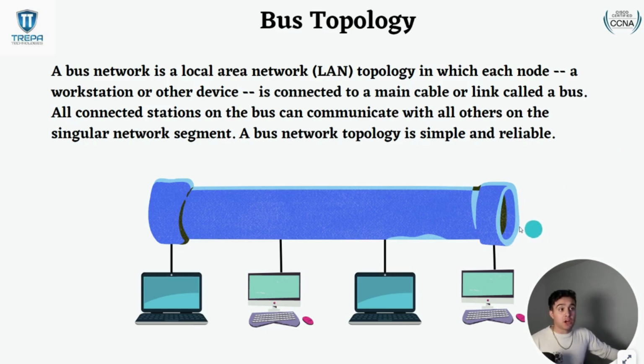Then we have the bus topology. So a bus network is a LAN topology where each node, workstation, device, an endpoint, is going to be connected to one link or one shared medium, and they can only communicate with each other on that one segment, right? It's really simple and it's really reliable, but it's not as robust. And we don't usually see bus topologies in use anymore because that was really a 90s technology. However, the CCNA exam objectives want you to know these different topologies.